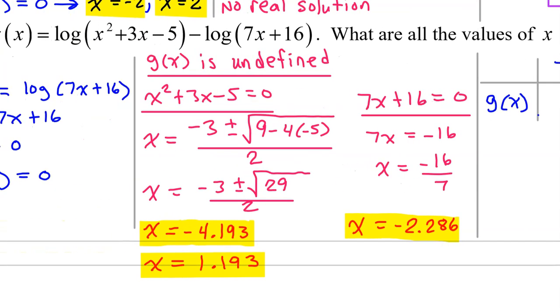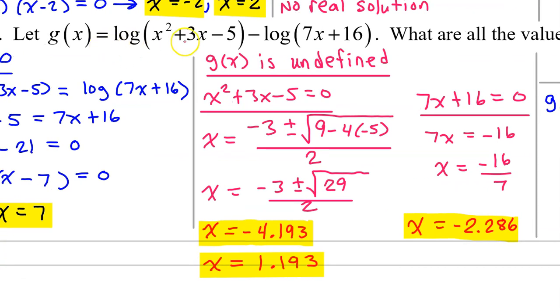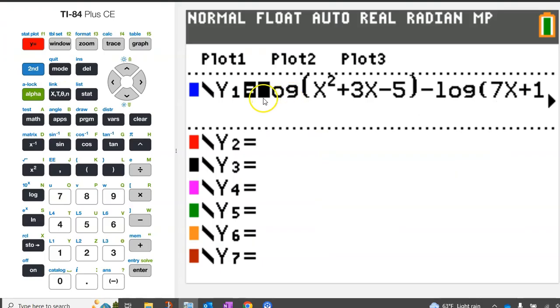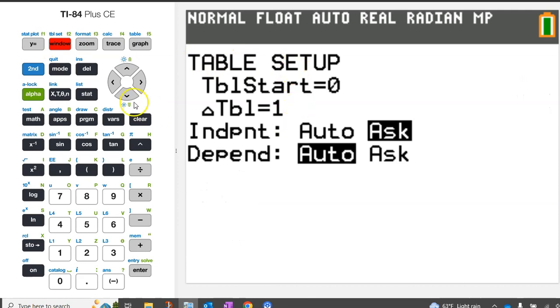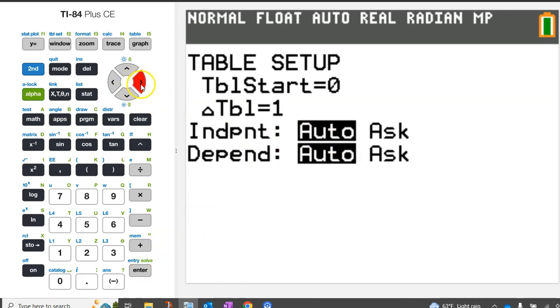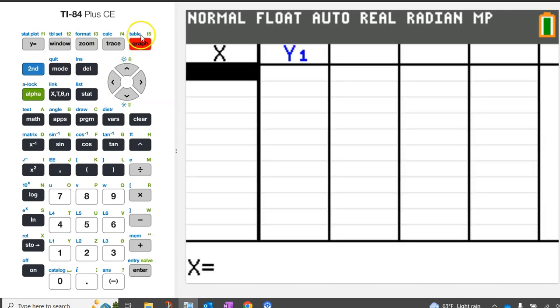You can begin by typing g of x into the graphing calculator as y1. It doesn't all fit on the screen at once, but I have typed it all in as y1. I need you to adjust one setting on your calculator. Hit second window to adjust the table setup. Where it says independent, it probably has auto highlighted. I want you to switch over to ask and hit enter. Once you've done that, you can go to second graph to access the table.